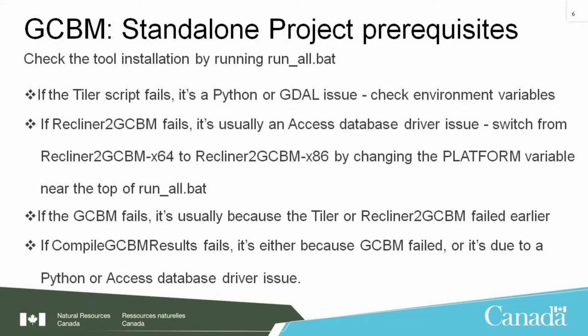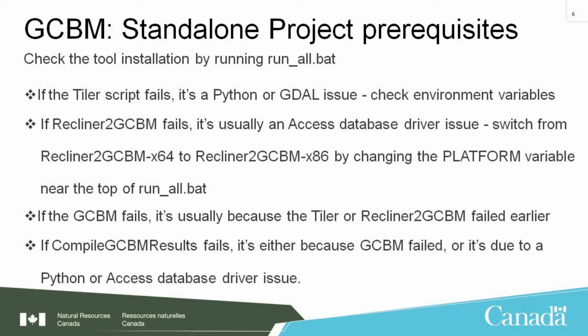Once all of the software is installed, the user can check that everything is running correctly by simply double-clicking on the run_all.bat file. If everything goes well, great, but if not, the following are some troubleshooting steps. If the tiler script fails, it's a Python or GDAL issue. The user will need to recheck their environment variables and that all the paths have been properly and correctly set.